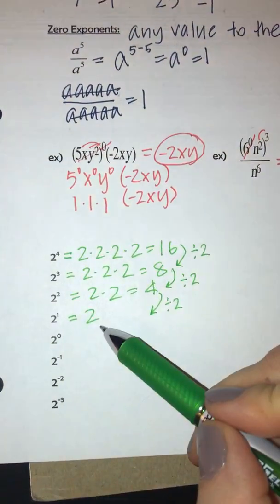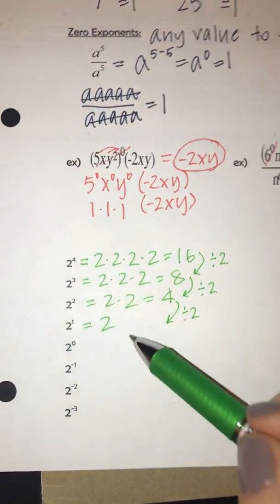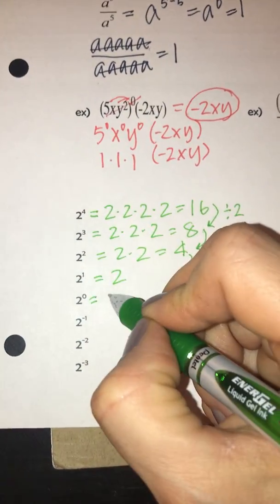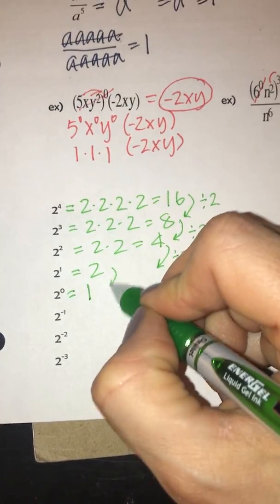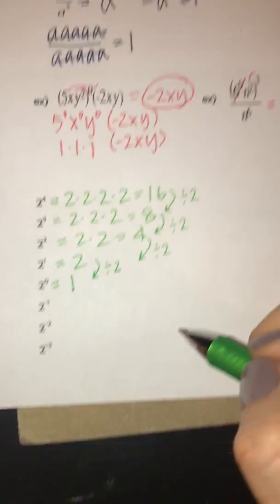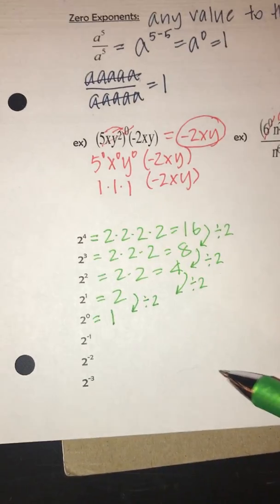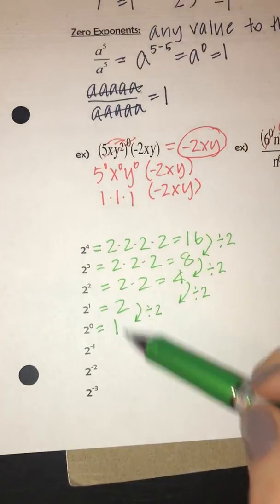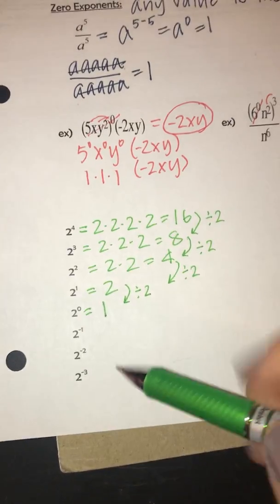So 4 divided by 2 would be 2. So that's how I get my next value. So this kind of reiterates the fact that 2 to the 0 power should just be 1, because 2 divided by 2 is just 1. Now we're also going to get into negative exponents. And negative exponents are going to kind of make sense, I think, using this pattern.